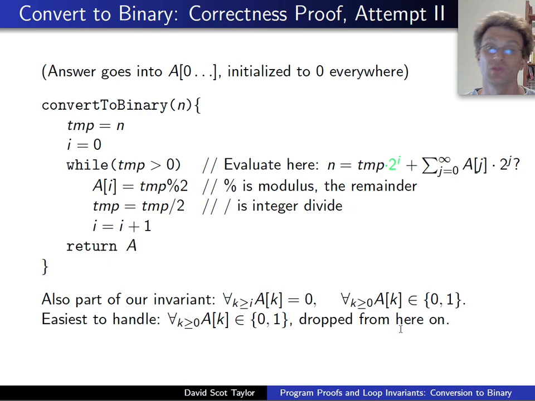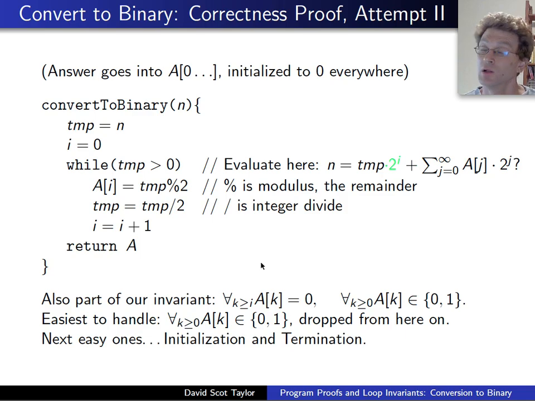This last part here, all the terms are 0 and 1, I'm not going to talk about it too much. I mean, we could add it to our loop invariant, or I could just say, look, I initialize everything to 0, so it's true to start. And then the only thing the algorithm ever does to change the A values is set them to a number mod 2. Well, a number mod 2 is going to be 0 or 1, so we're not going to go wrong there. This is always going to be fine.